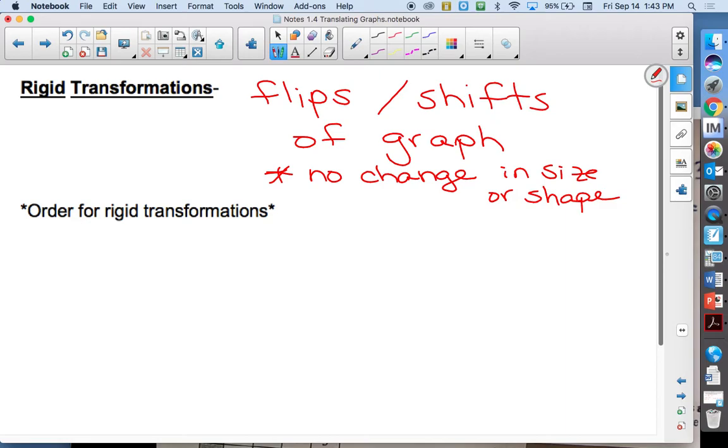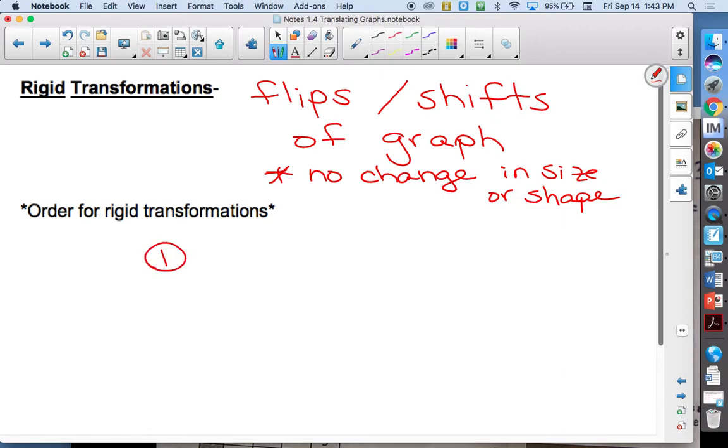It tells you that there's actually an order in which you perform these rigid transformations. And this is what you're going to have to think about for your homework tonight. So when you're looking at your homework, probably not tonight, probably on maybe Sunday night, Monday morning in homeroom. Hopefully not Monday morning in homeroom.